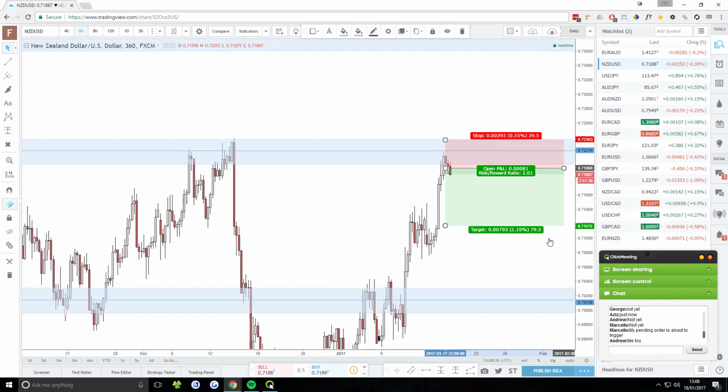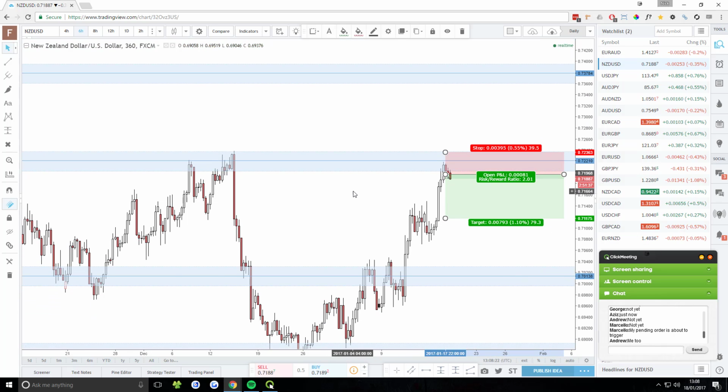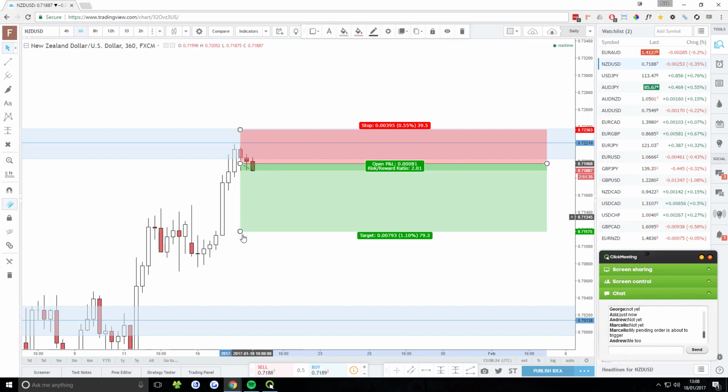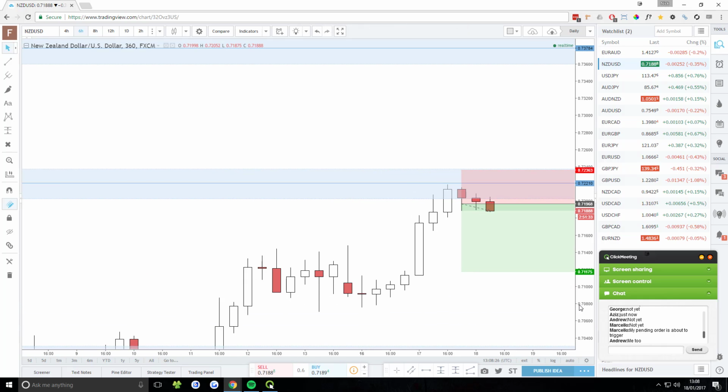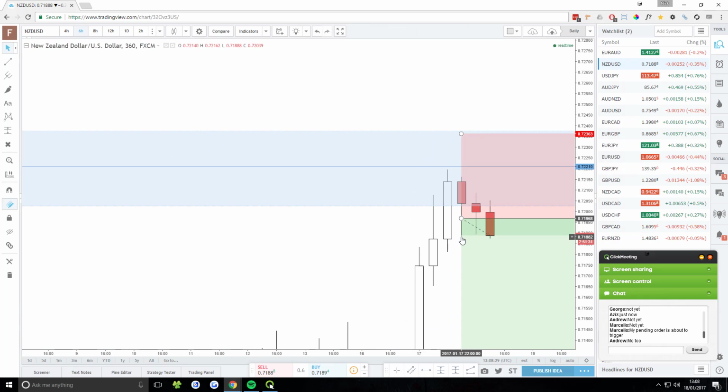So it's not even close to its target right now, but it is starting to drop. It's making new lows, which is a good sign. But it's really struggling. It's not giving me that push that I want to see from sellers, at least not yet. But let's give it a few hours. Let's see how it plays out.